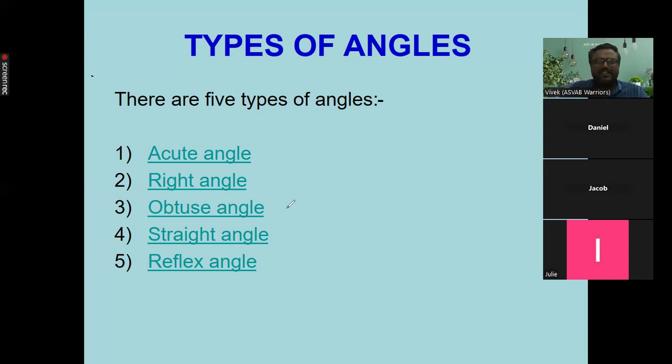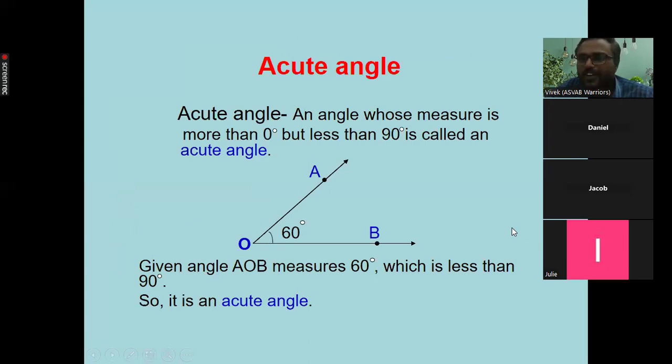There are 5 basically types of angles: acute angle, right angle, obtuse angle, straight angle, and reflex angle. Basically, an angle is something that is formed between two straight lines. Now, let us study in detail about the types of angles. The first type is an acute angle. Always remember, an acute angle is an angle which is more than 0 degree and less than 90 degree.